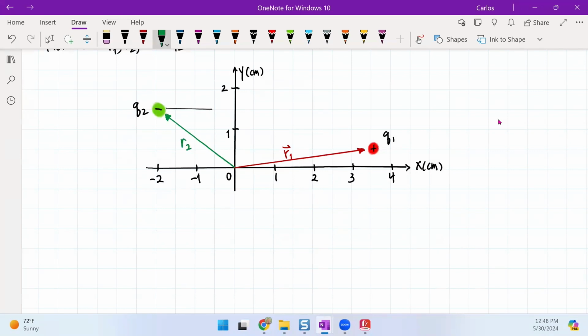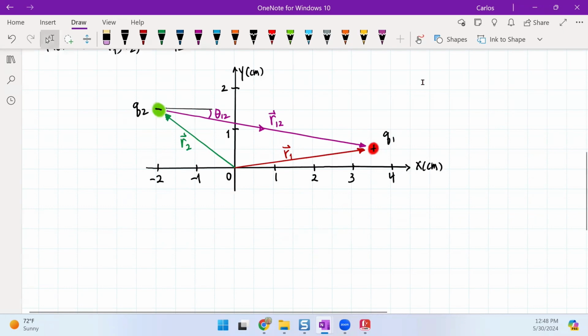And this will be R2, so that the vector from 2 to 1 is what we are calling R12, in this direction. This is the vector 1, 2. And this one, again, points in the fourth quadrant, where again, this angle is theta 1, 2. So now that I have that, I need to write out the components.